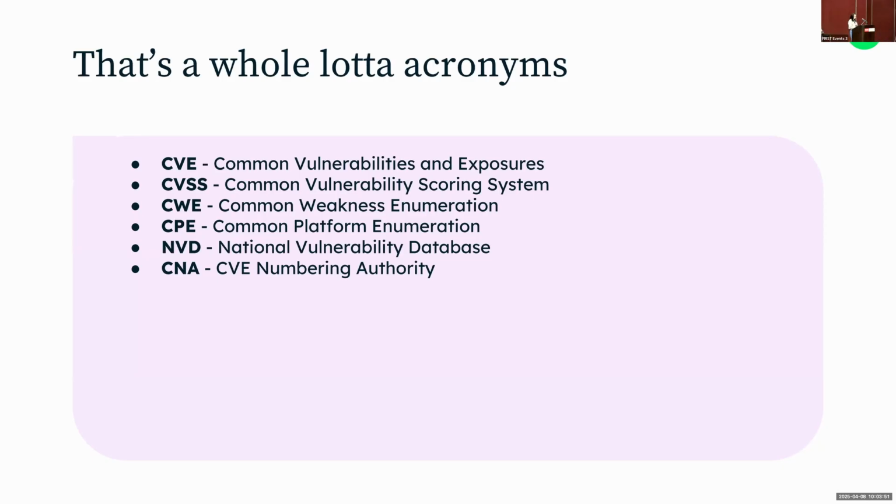Some of them are CVSS, which stands for Common Vulnerability Scoring System; CWE, Common Weakness Enumeration; CPE, which we will talk about today; NVD, National Vulnerability Database; and lastly, CNA, which is the CVE Numbering Authority, which basically allows organizations to issue CVEs.